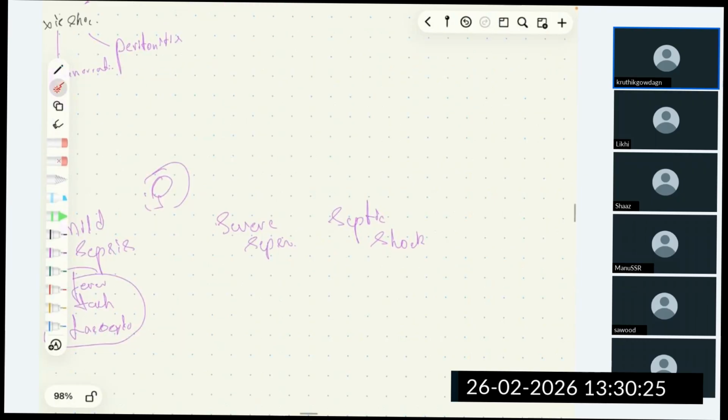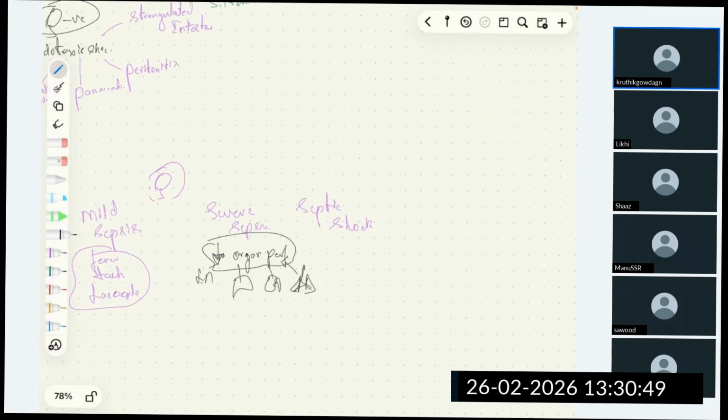And if the patient has severe sepsis, he shows features of reduced organ perfusion, where there is lactic acidosis, hepatic dysfunction, acute renal failure, and dysfunction of pulmonary system. There is reduced organ perfusion in severe sepsis.